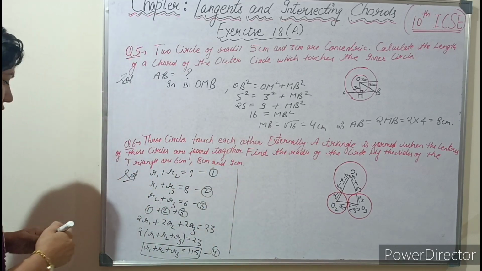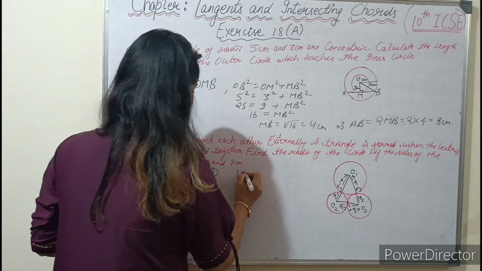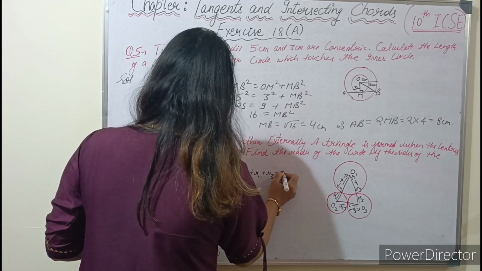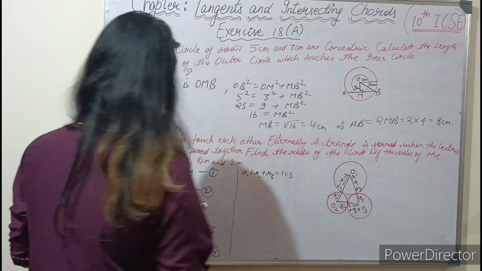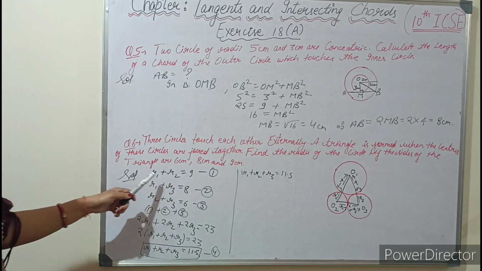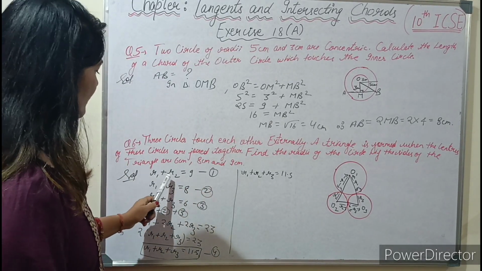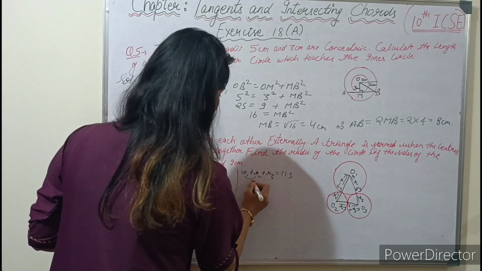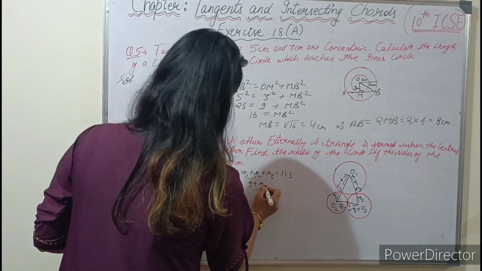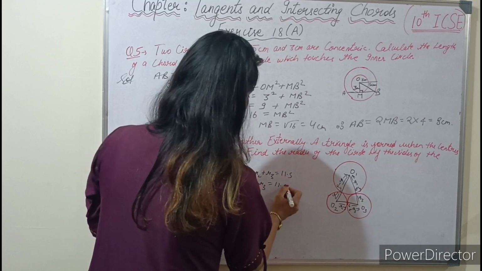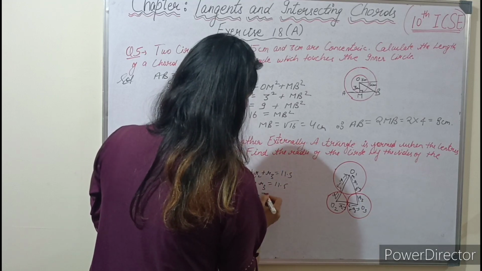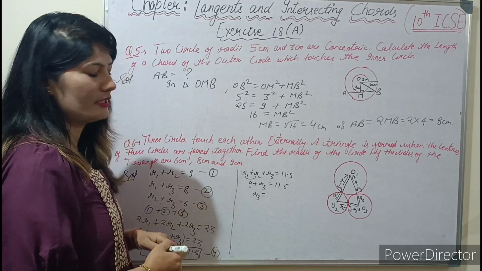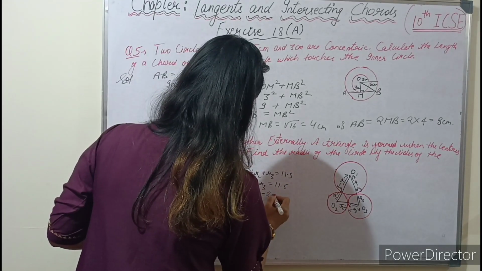So from equation 4, R1 plus R2 plus R3 value is 11.5. Now from equation 1, the value of R1 plus R2 is 9. So in place of this R1 plus R2, if I write here 9, so we can easily find the value of R3. So from here, the value of R3 is 11.5 minus 9, that is 2.5.